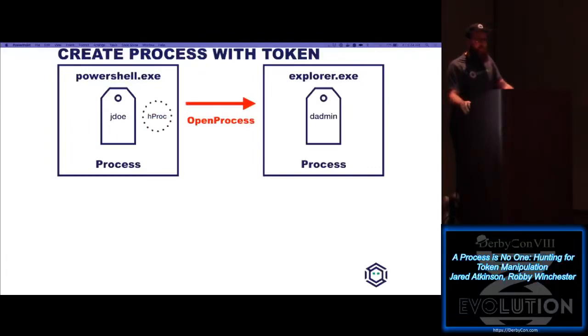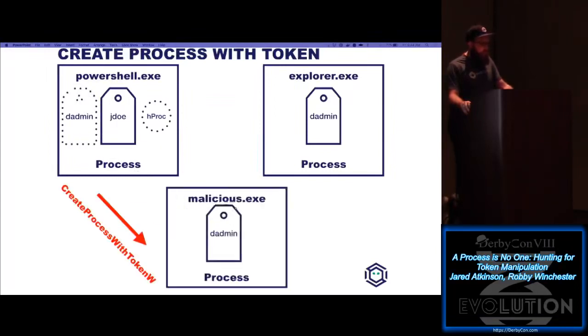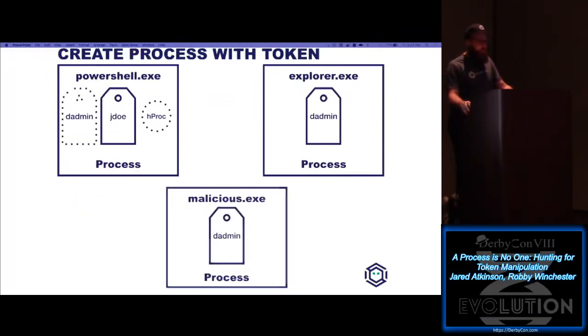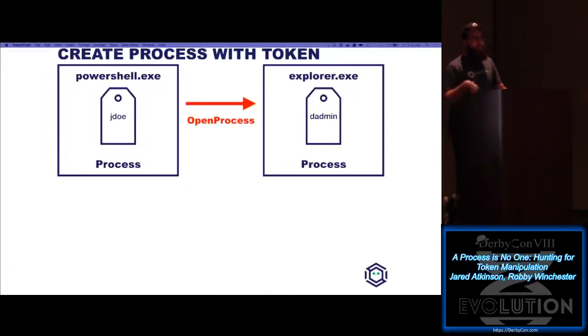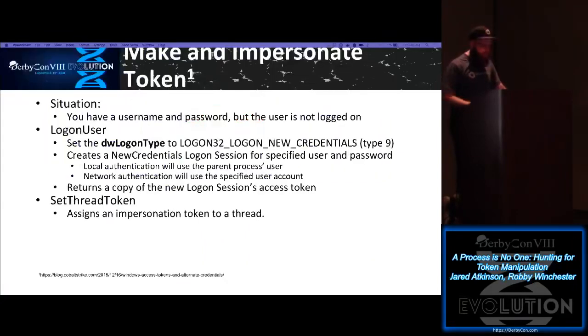So Explorer, we have domain admin logged in. We can open process, then we can call duplicate token, and that will get us a duplicate domain admin token. And then we could call create process with token, and that's going to create malicious.exe running as domain admin. And I want you to notice that malicious.exe, the primary token is that domain admin token, right? So that's maybe an interesting differentiation when we're developing our hypothesis here.